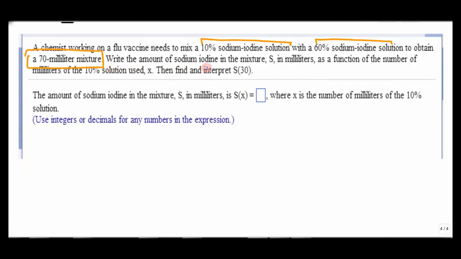Then it says write the amount of sodium iodine in the mixture, which we'll put in down here, as a function of the number of mLs in the 10%. So they want us to use x to represent this one. And then find and interpret S of 30. So we're going to do this in stages. So first of all, we have some amount of sodium iodine.